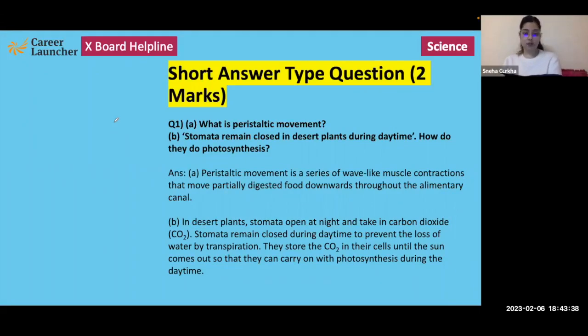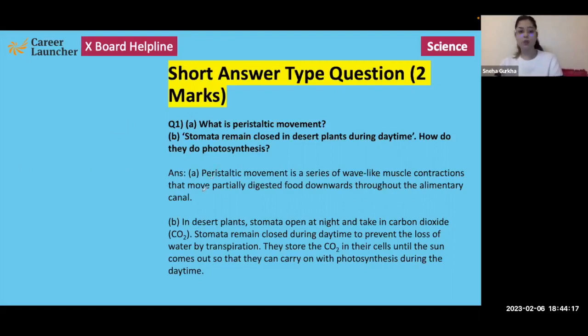The first question comprises 2 subparts, so basically, we can treat each part as a 1 marker. The first part says, what is peristaltic movement? We know that peristalsis, or peristaltic movement, are contractions that push the food downwards through the alimentary canal, from the esophagus into the stomach, where further digestion can take place.